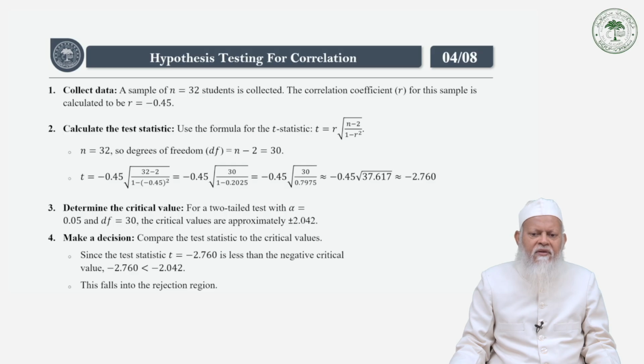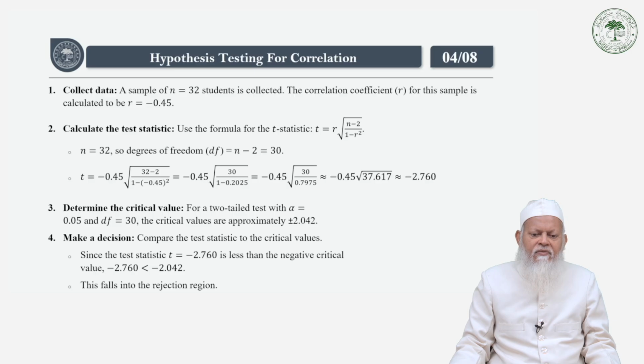Use the formula for the t statistic which was given earlier. We have n is equal to 32. So degrees of freedom is n minus 2, which is equal to 30. Now we calculate that the t value is minus 2.760. Now we go to the table to find the critical value. For a two-tailed test with alpha equal to 0.05 and degrees of freedom equal to 30, the critical values are approximately plus minus 2.042.